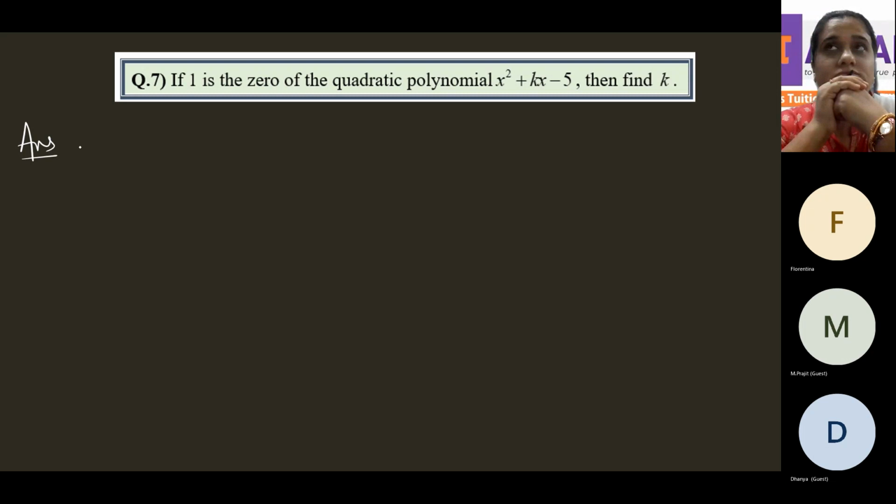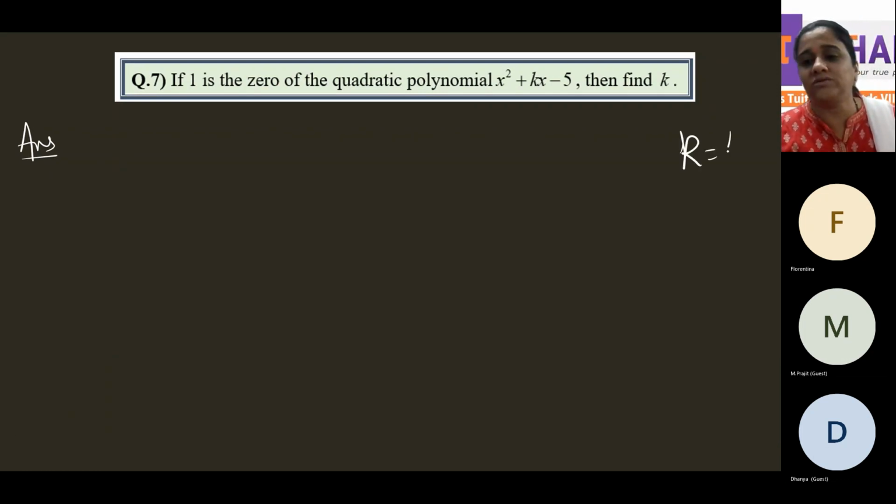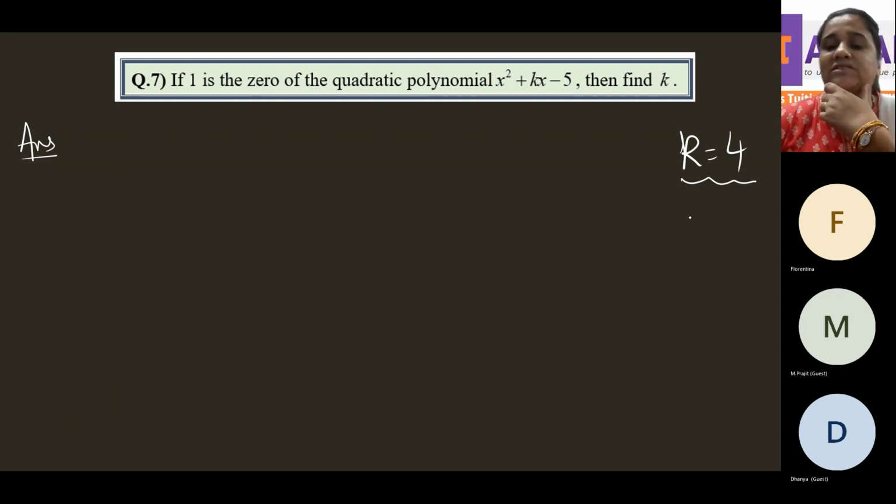One of the zeros of the quadratic polynomial is given. The question says 1 is a 0 of the quadratic polynomial, then find the value of k. Some of us here have got k is equal to 4, or -4.